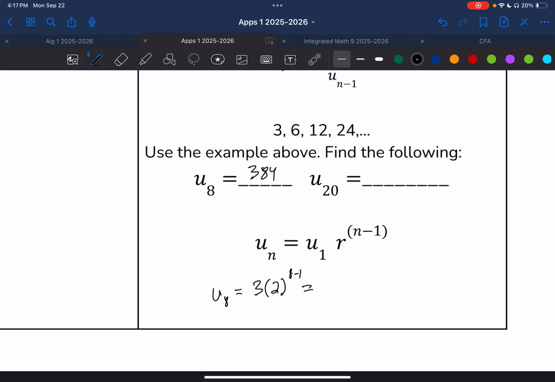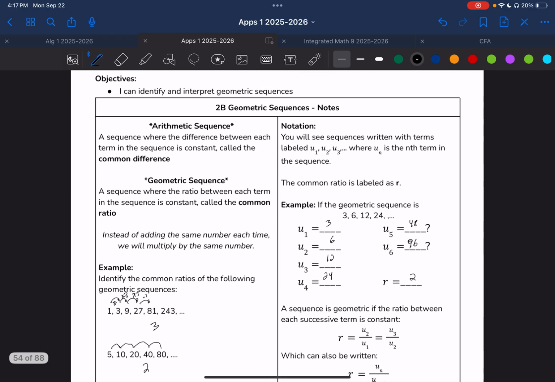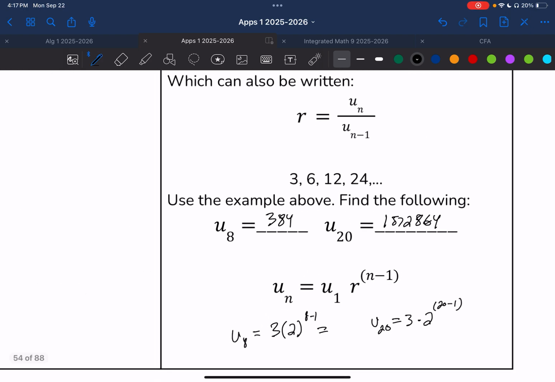And then U20, that's equal to U1, which is 3, times R, which is 2, to the 20 minus 1. So we're going to have 2 to the 19th power, so we're going to have a big number here. So we're going to have 3 times 2 to the 19th. We're going to get 1,572,864. So with geometric sequences, they can get out of hand pretty quickly because they use exponentials, right? So we're multiplying by something, so that gets big very quickly.